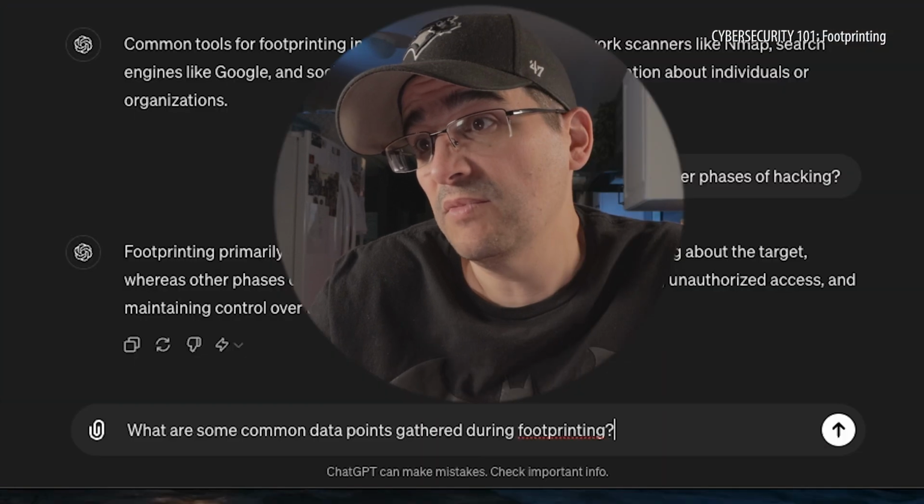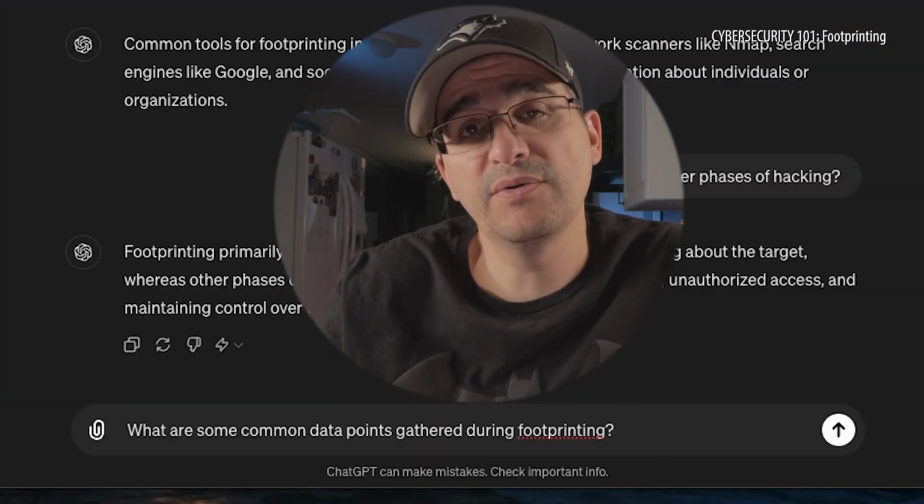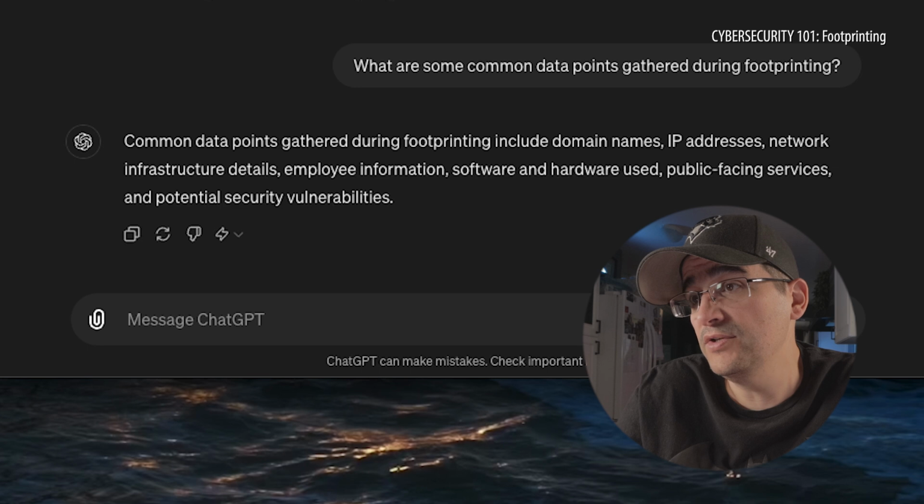All right, so what exactly are they getting? Let's see if we can find out from this question. What are some common data points gathered during footprinting? They include domain names, IP addresses, network infrastructure details, employee information, software and hardware used, public-facing services, and potential security vulnerabilities. All right, wow, they're getting everything. It sounds like ID theft, in a sense. I'm intending this for good purposes here.